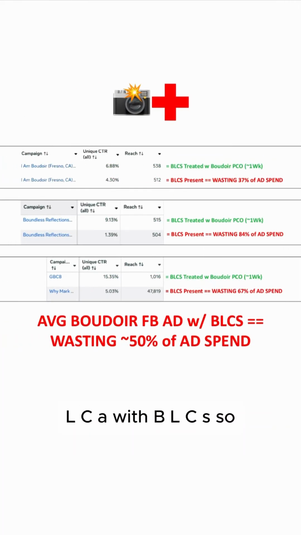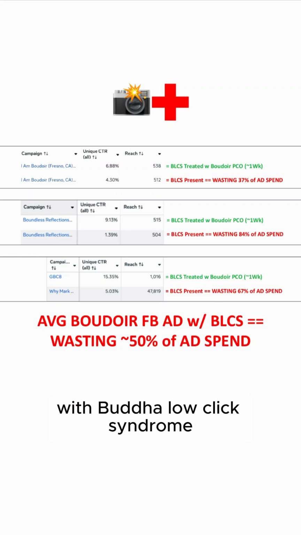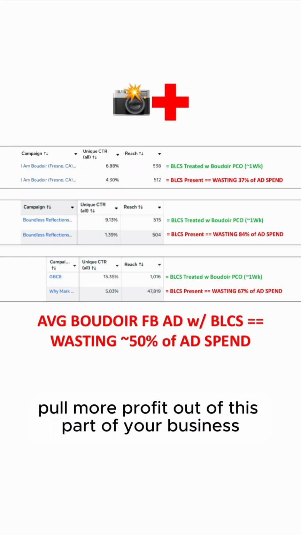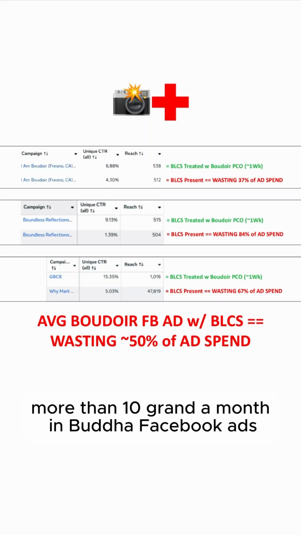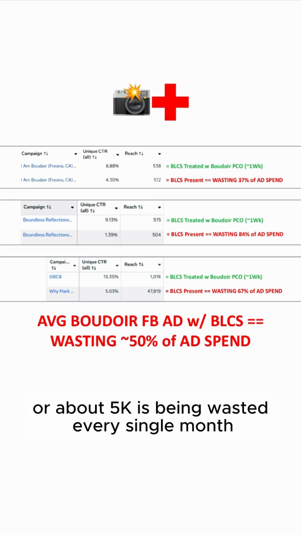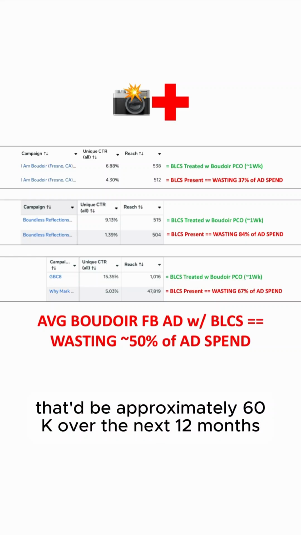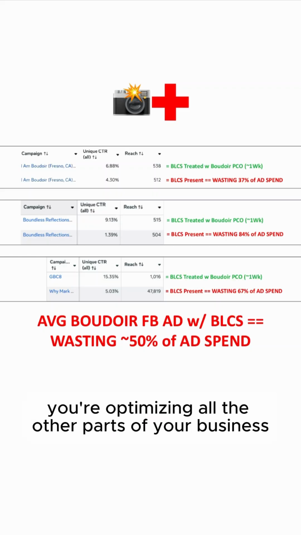So if you're a BLCA with BLCS, so if you're a Boudoir low click advertiser with Boudoir low click syndrome, and you've decided you want to optimize, pull more profit out of this part of your business, and you're spending more than 10 grand a month on Boudoir Facebook ads. So that means on average about 50% or about 5K is being wasted every single month. And you want that back in your pocket. That'd be approximately 60K over the next 12 months, over the next year. And you're optimizing all the other parts of your business, pulling money out now.